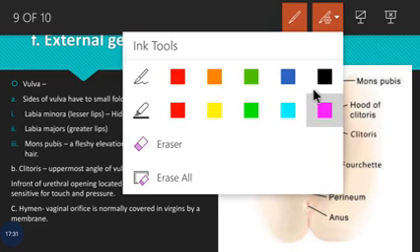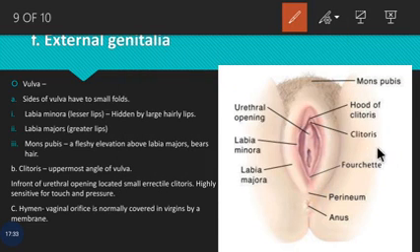And an important point of this vulva is the clitoris, right? And what is the clitoris? The clitoris is the uppermost angle of the vulva, right? It is located here. I am just circling it. This clitoris is sensitive to touch and pressure, right? Because it has nerve endings for sensual activity, okay?